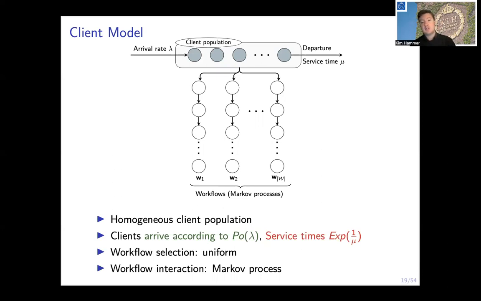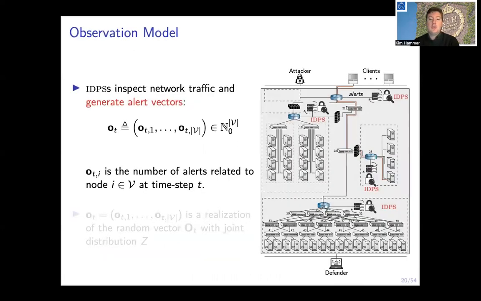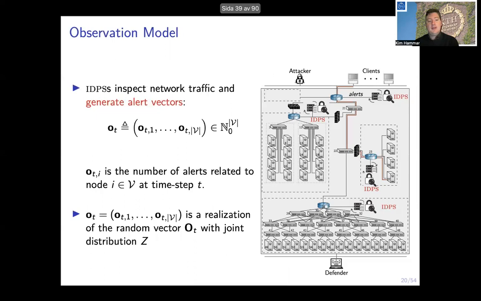So these client interactions, in combination with the attacker, generate a lot of traffic on the network, which the defender observes through intrusion detection systems here that inspect the traffic and generate alerts. And we capture those alerts in a model with these vectors O_t, where each component of O_t contains the number of alerts for a given node at a given time. We consider that these vectors are distributed according to a joint distribution Z. We don't really know what Z looks like. We just assume that Z exists, and we can estimate it from data.